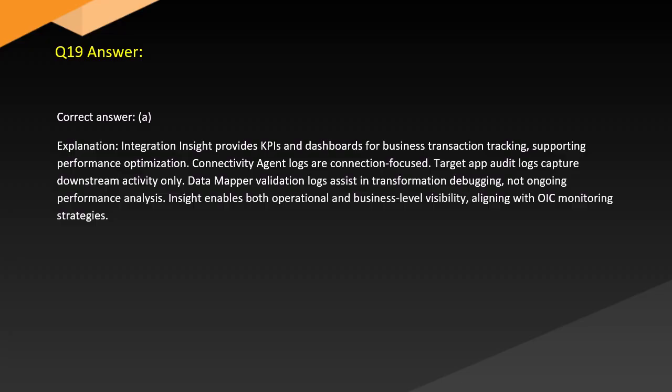Answer. Correct answer: A. Explanation. Integration Insight provides KPIs and dashboards for business transaction tracking, supporting performance optimization. Connectivity agent logs are connection-focused. Target app audit logs capture downstream activity only. Data mapper validation logs assist in transformation debugging, not ongoing performance analysis. Insight enables both operational and business-level visibility, aligning with OAuth monitoring strategies.